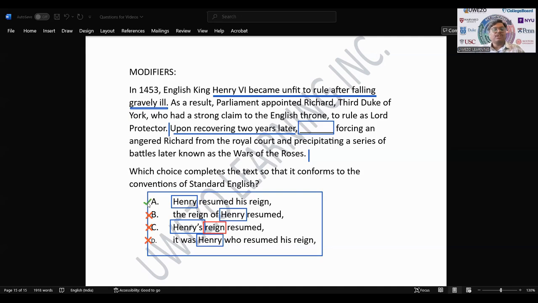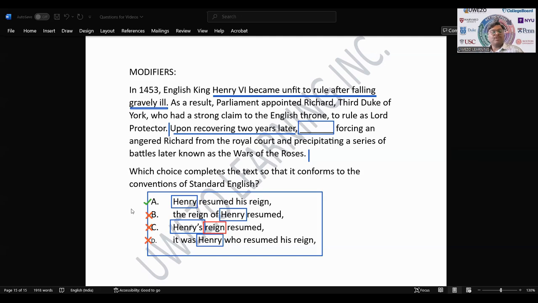So according to option A, Henry resumed his reign. So you can see, upon recovering 2 years later, Henry resumed his reign, forcing an angered Richard from the royal court and precipitating a series of battles later known as the Wars of the Roses.